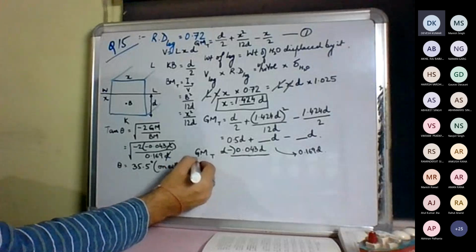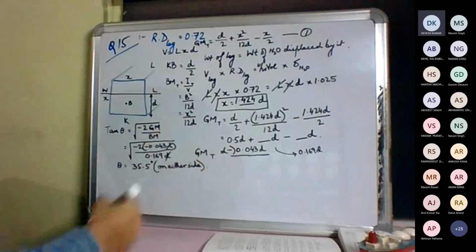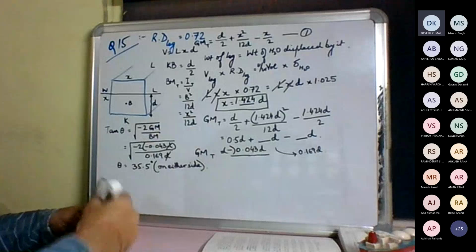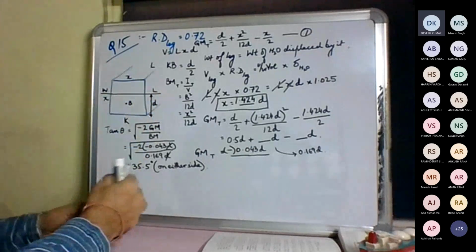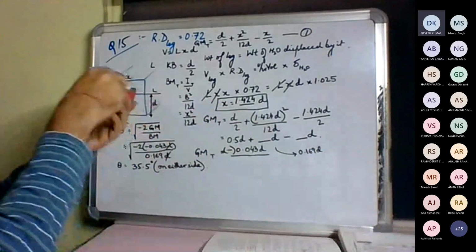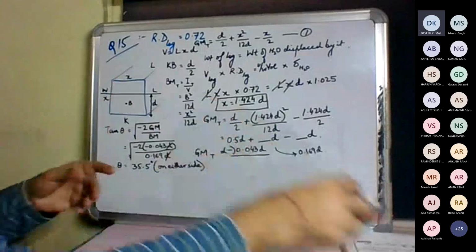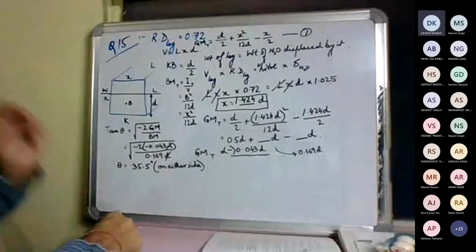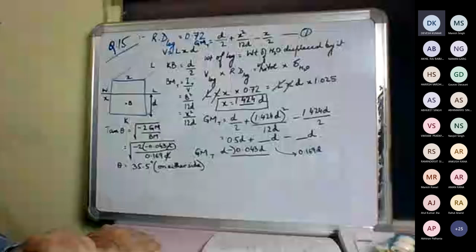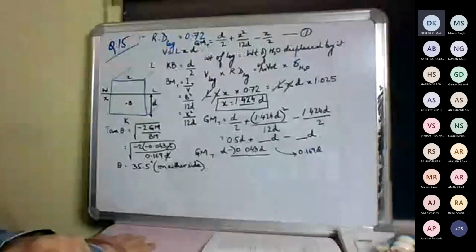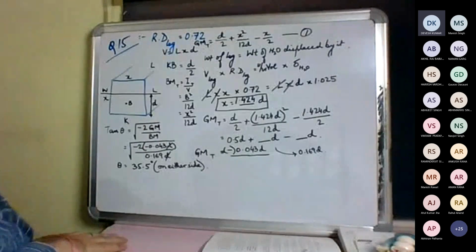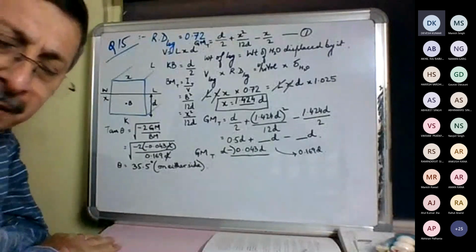Either side. Basically this log can fall on either this side or this side. So on either side. And it'll go to an angle of loll of 35.5 degrees. Is this okay with everyone?